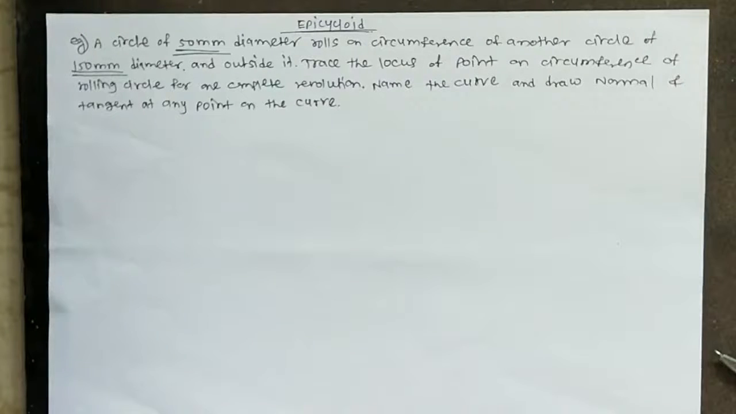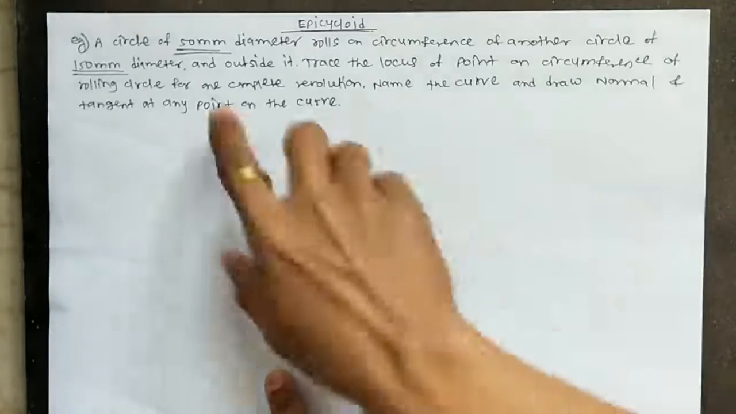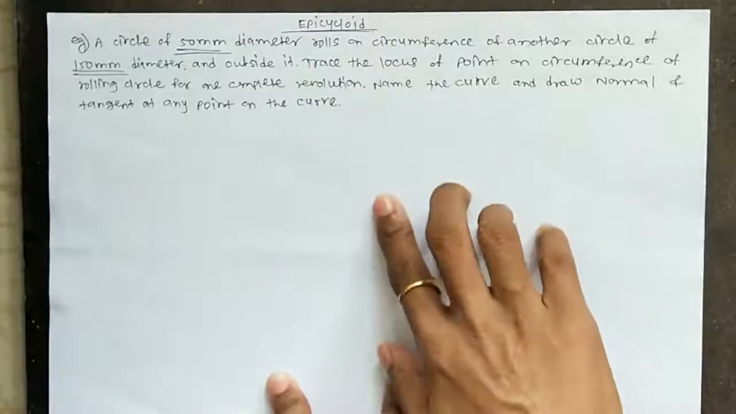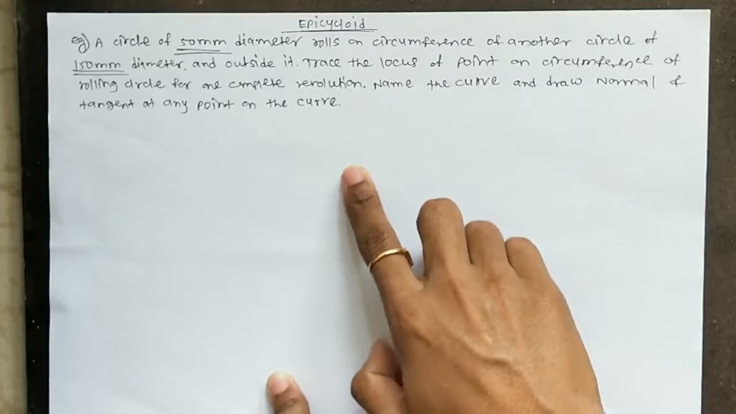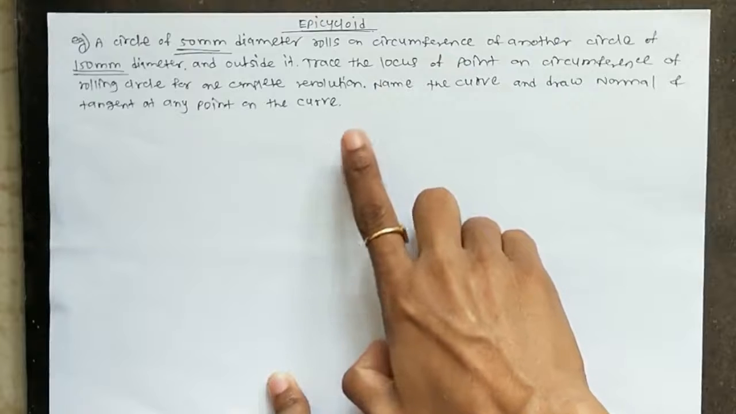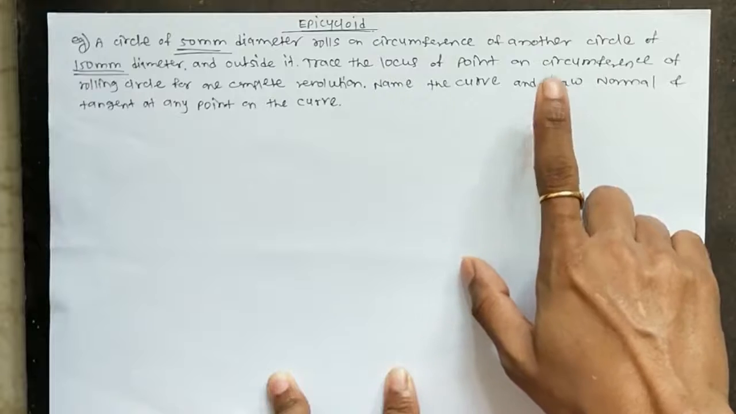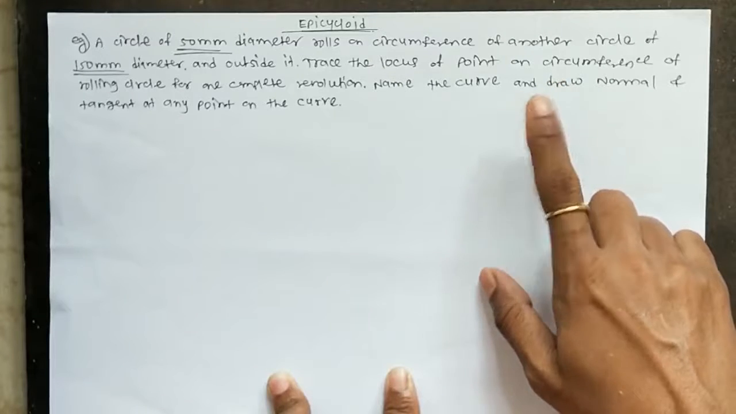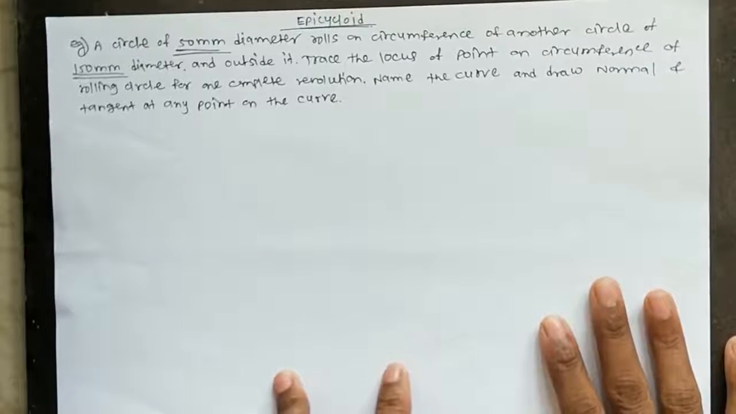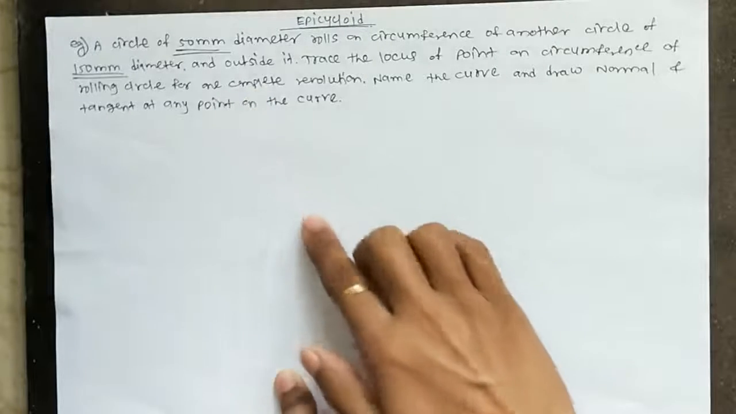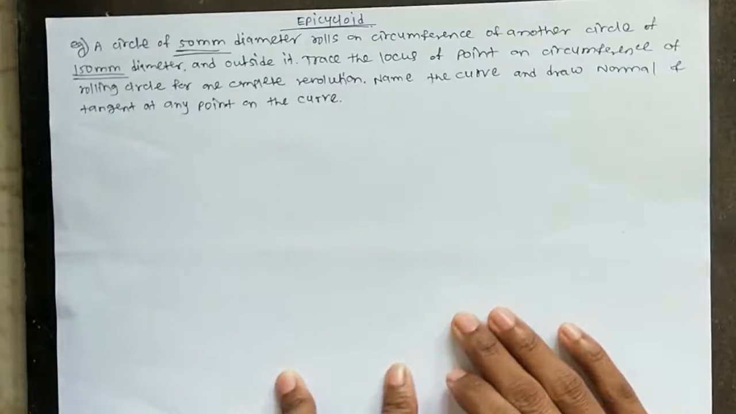Hello students, in today's video we will see what is epicycloid and how to draw epicycloid. First of all, let's see the definition of epicycloid. Epicycloid is the locus of a point on circumference of rolling circle which rolls without slipping outside another circle. So the circle which rolls is called as rolling circle and the another circle is called as directing circle.